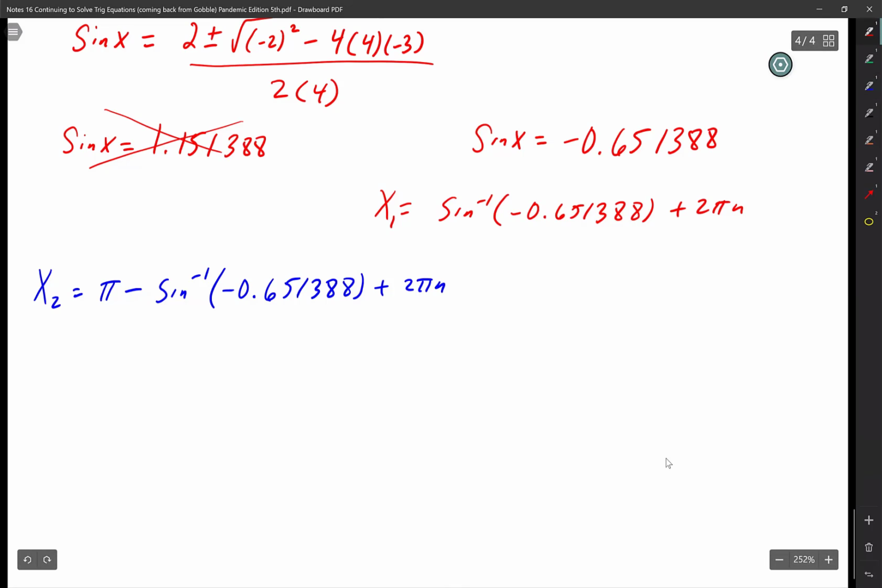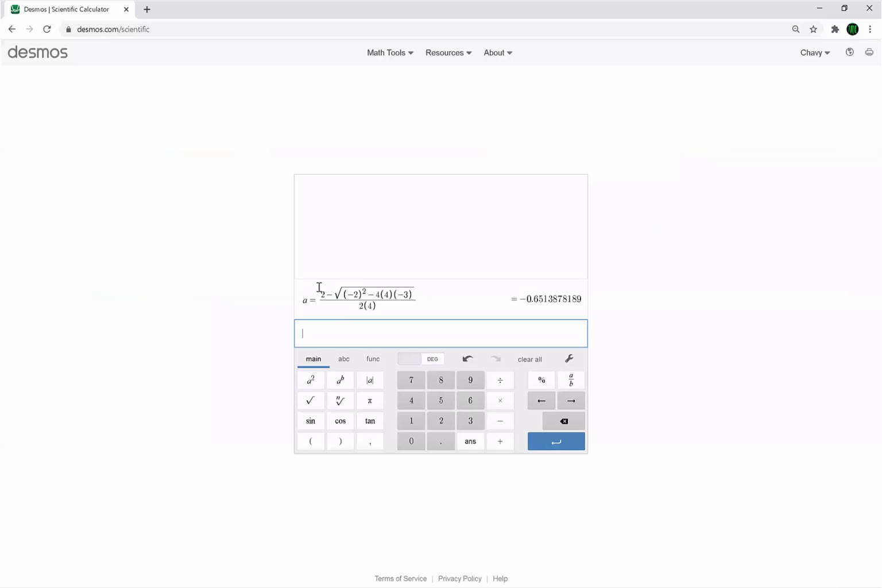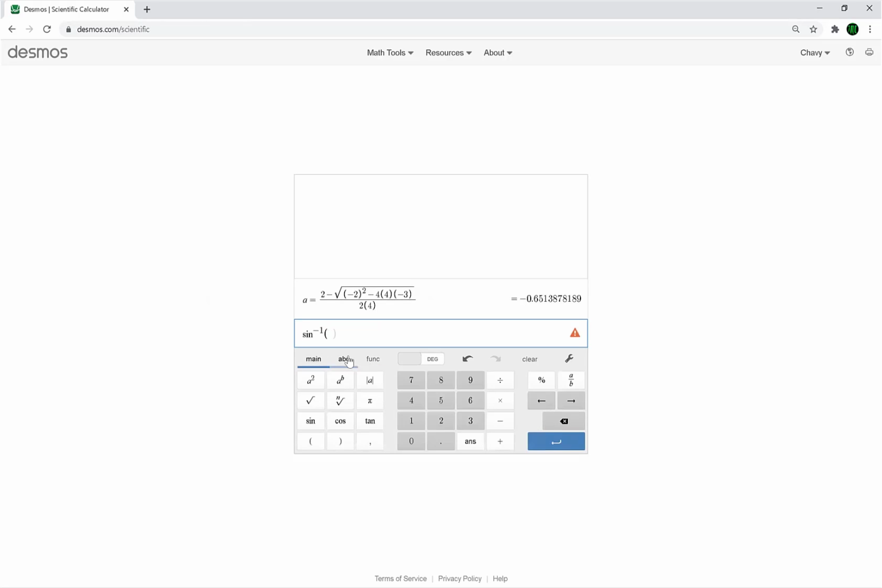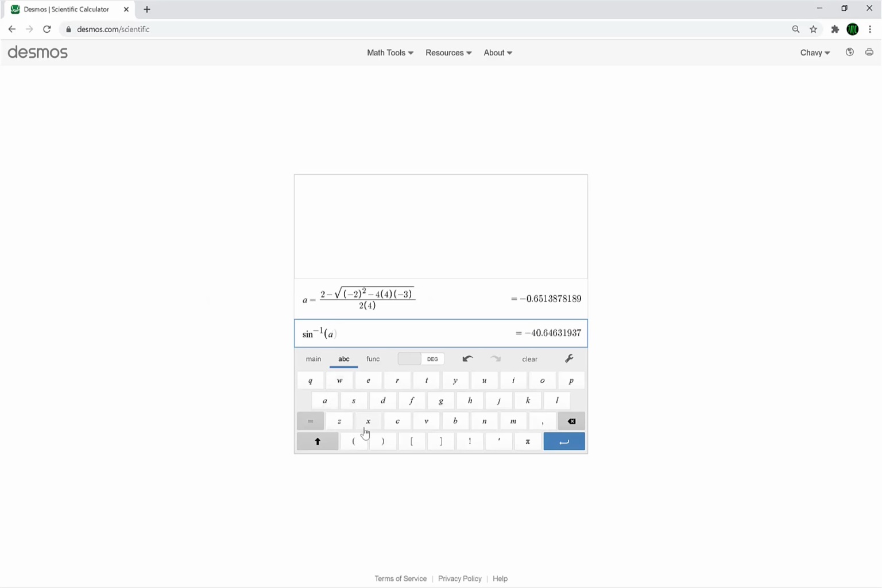All right, let's see what that is, guys. From x1, here's my general equation. I'm going to come back to Desmos and find out. So here it is. I have it as A. So A is all that shenanigans there. So I'm going to put arc sine of A. No, I don't want degrees, radians. There we go. So there it is.